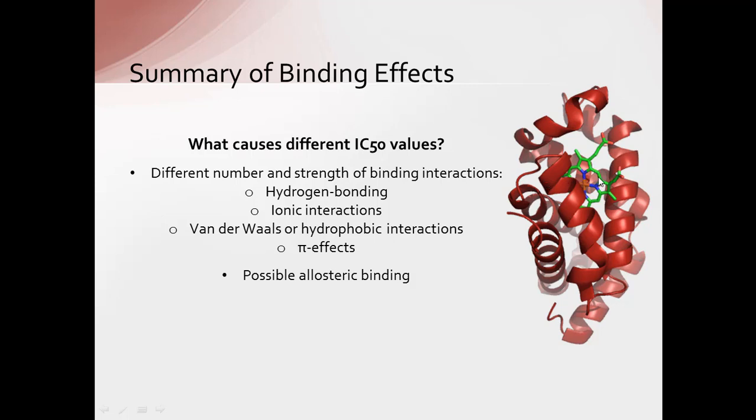Again, the greater the number and the stronger the interactions, the lower the IC50 value, because the more efficiently it will kick out our ANS molecule. Meanwhile, the fewer and the weaker those interactions will result in a larger IC50 value. And we also can't rule out the possibility for allosteric binding, which causes the ANS molecule to get kicked out. It's really hard to discern whether or not this is taking place, and it's definitely a possibility.